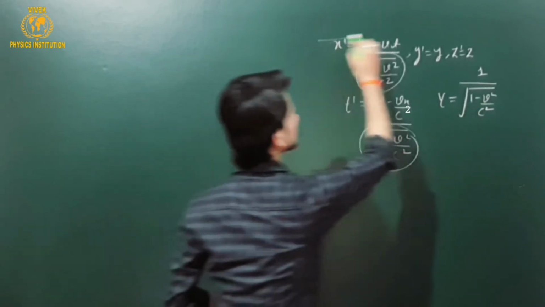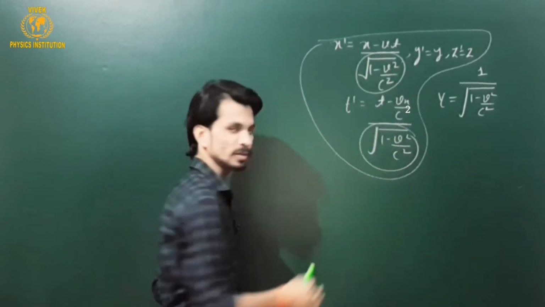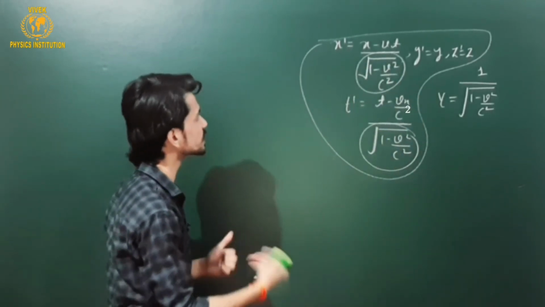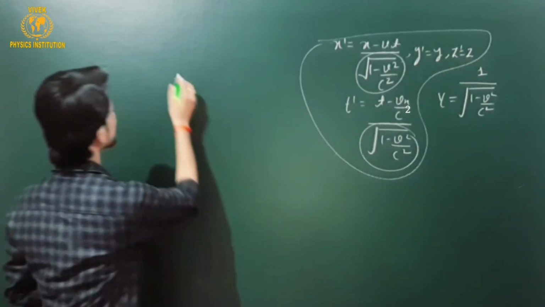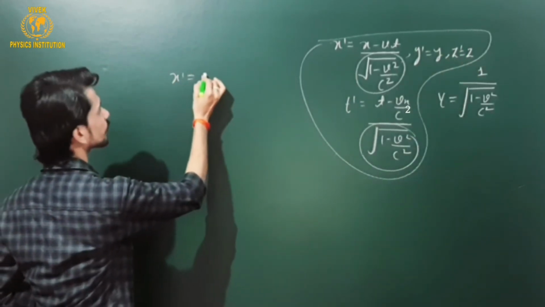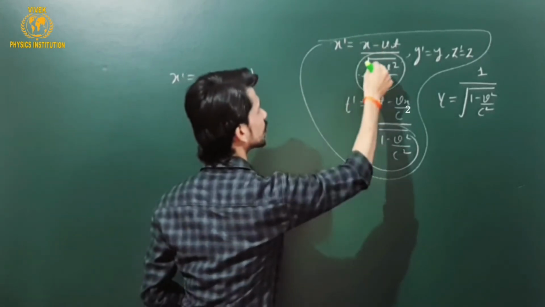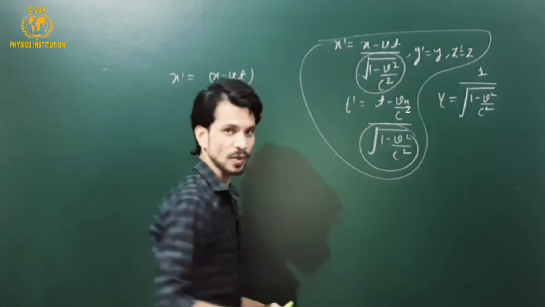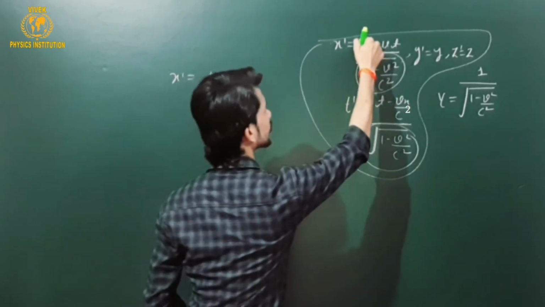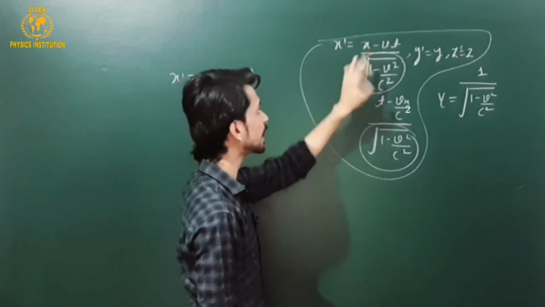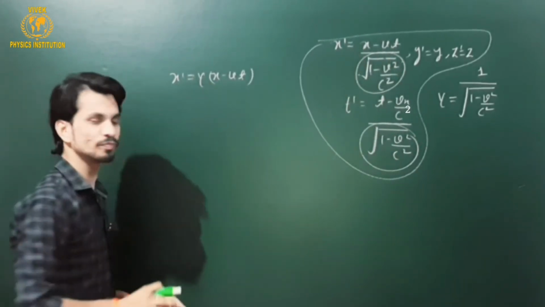So when I replace gamma in this equation, I get a new set of x dash and t dash, as well as y dash and z dash. That is, x dash equals gamma times x minus vt, where the complete factor 1 upon under root 1 minus v square upon c square is just replaced by gamma. Just remember, 1 upon this complete factor equals gamma, so gamma will be multiplied.